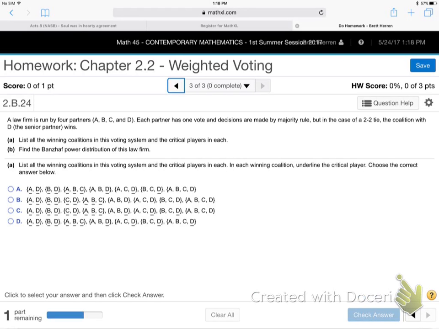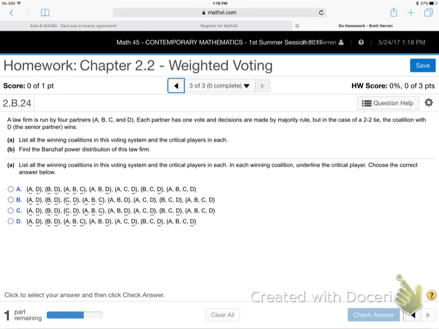So here we go. A law firm is run by 4 partners. Each partner has 1 vote. Decisions are made by majority rule. But if there's a 2-2 tie, the coalition with the senior partner wins. List all the winning coalitions and the critical players. They give me some multiple choice options there. And they're underlining instead of circling.